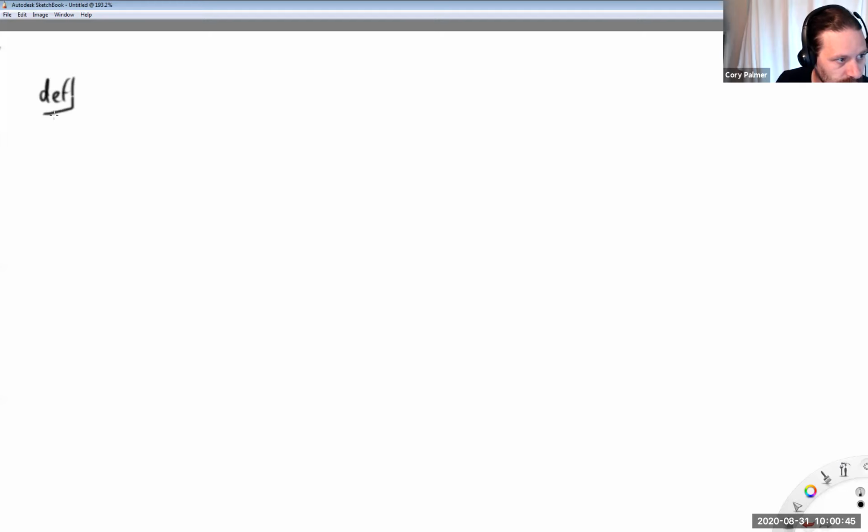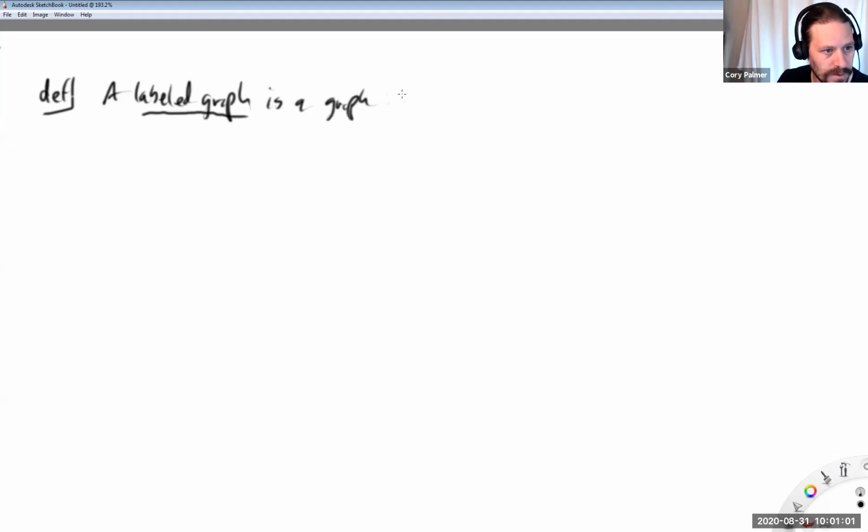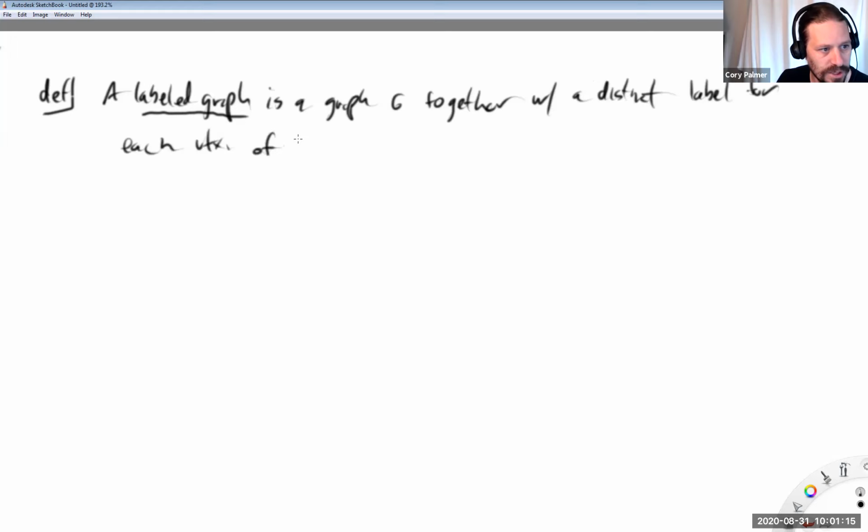Definition. So we want the definition of a labeled graph. A labeled graph is a graph G together with a distinct label for each vertex of G. So we're defining label here as well.